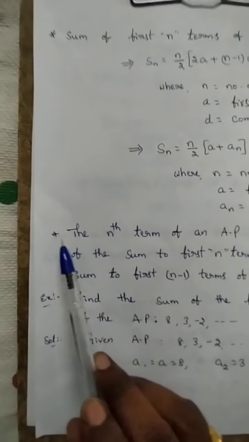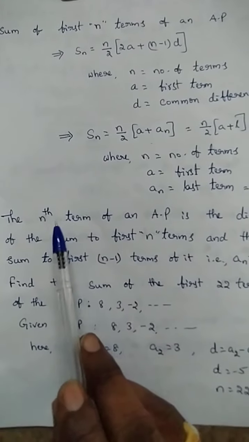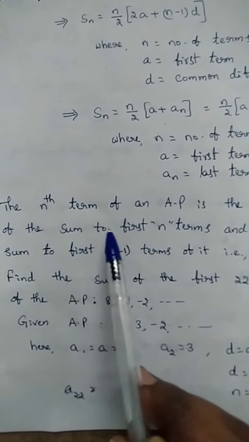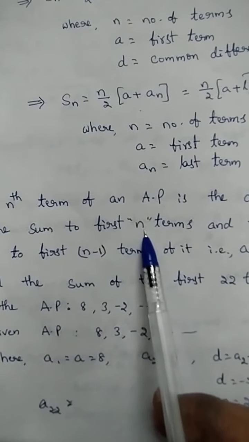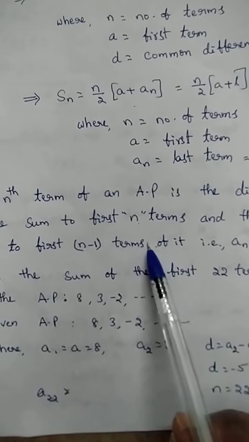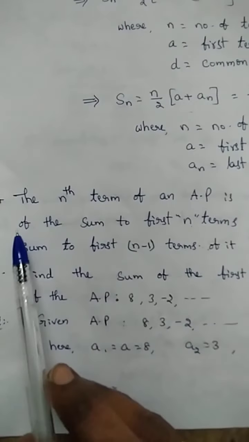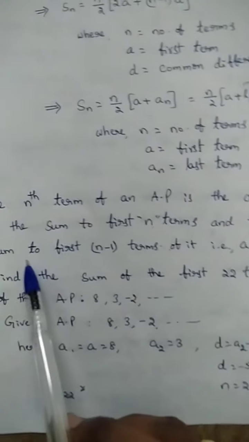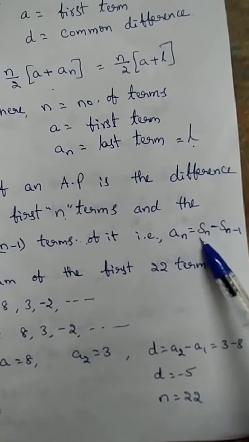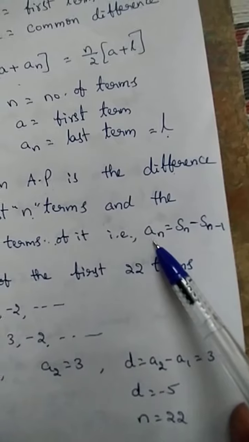And one more point. The nth term of an arithmetic progression is the difference of the sum of the first n terms and the sum of the first n minus 1 terms of it. That is, an, the nth term, is equal to Sn, the sum of n terms, from which we subtract the sum of n minus 1 terms. Then automatically we get the an in the problem also.